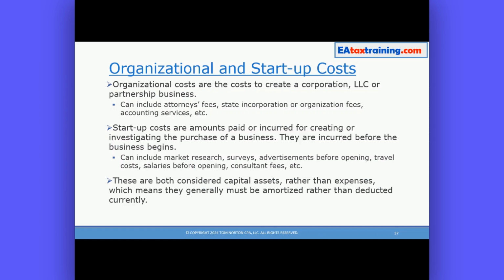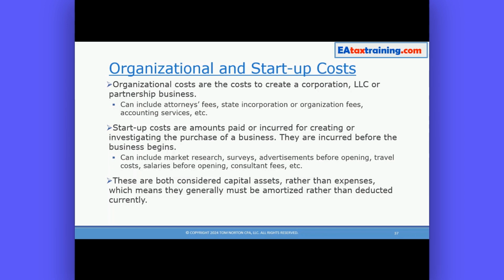Startup costs are a little different. These are amounts paid or incurred for creating or investigating the purchase of a business. They are incurred before the business begins. So this can include market research, surveys, advertisements before opening, travel costs, salaries before opening, consultant fees, etc. So anything that the business owner did before the business was actually open is considered a startup cost. They are both considered capital assets rather than expenses, which means they generally must be amortized rather than deducted currently.